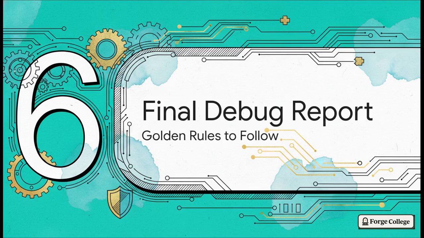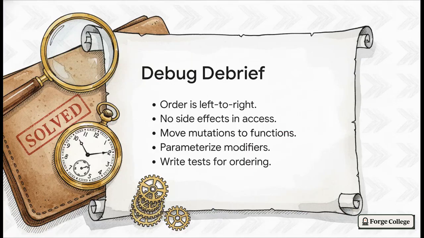Wrapping things up with Section 6, your final debug report, the golden rules. The entire takeaway is captured right here in these 5 golden rules. Number 1, modifier order is always source order, strictly left to right. Number 2, never, ever put state-changing side effects in your access controls. Just don't do it. Number 3, move those state mutations to explicit, dedicated functions so everyone can clearly see what's happening. Number 4, parameterize your modifiers to reduce duplication and keep your codebase DRY. And number 5, always write unit tests to systematically prove your ordering assumptions are correct. Keep your checks pure and respect the sequence.